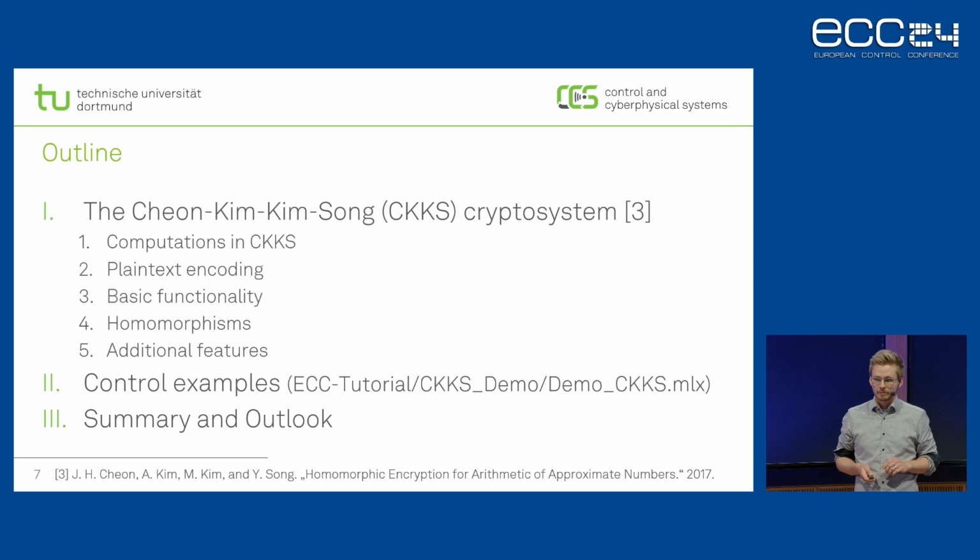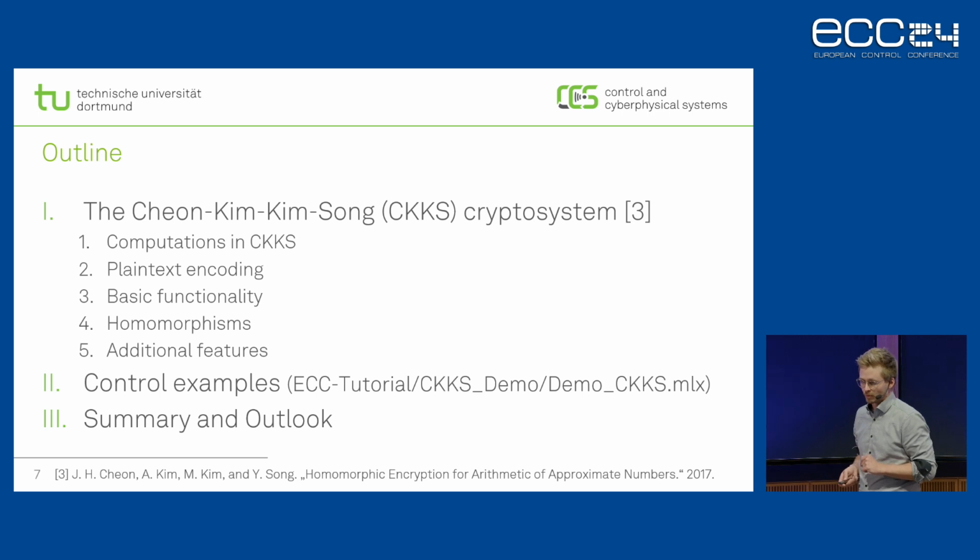Then we have plaintext encoding. How do we encode our messages in these polynomials? We talk about some basic functionality. With that I mean decryption, encryption, and also the homomorphisms, which is really what we care about in order to implement encrypted control. Finally, some additional features if we have time for that, the control examples, and then we will end with a short summary and outlook.